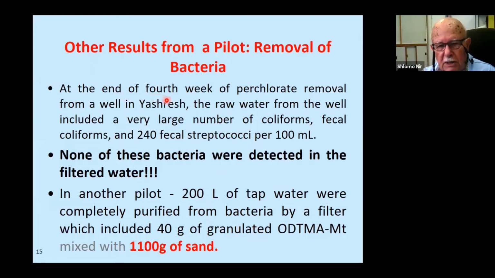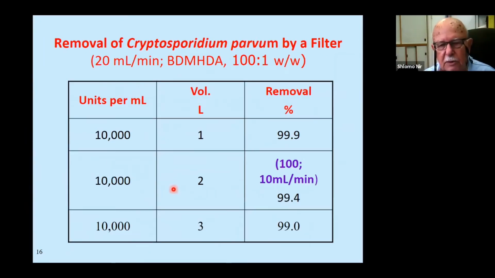One additional result emerged. After the 4 weeks, it was found that the water included a very large number of coliforms, fecal coliforms, and a large number, 240 fecal streptococci per 100 ml. Drinking water should not include even one such bacterium. None of these bacteria were detected in the filtered water, in accord with what we also found in the laboratory.